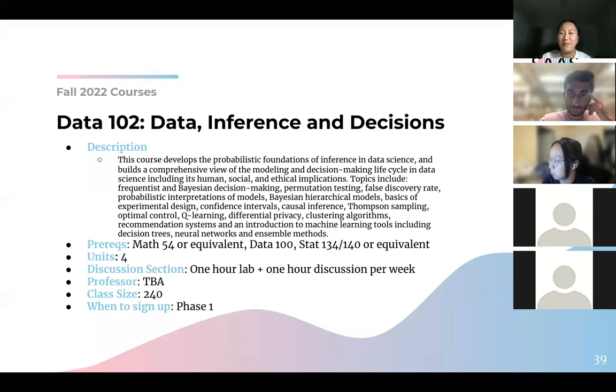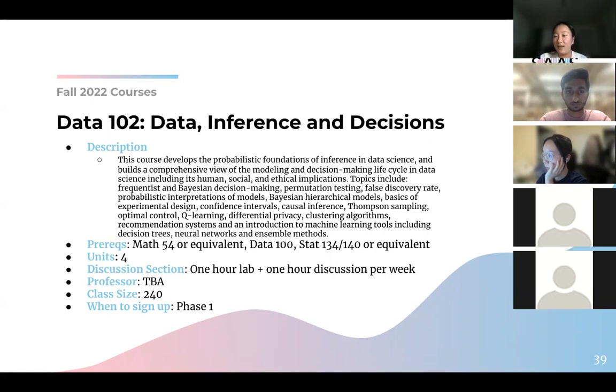There's basically a grab bag of a bunch of different topics, but they include frequentist and Bayesian decision-making, permutation testing, false discovery rate, experimental design, confidence intervals, causal inference, Thompson sampling, optimal control, Q-learning, differential privacy, clustering algorithms, recommendation systems, and an introduction to ML tools, including decision trees, neural networks, and ensemble methods. I will say, that is a huge mouthful.